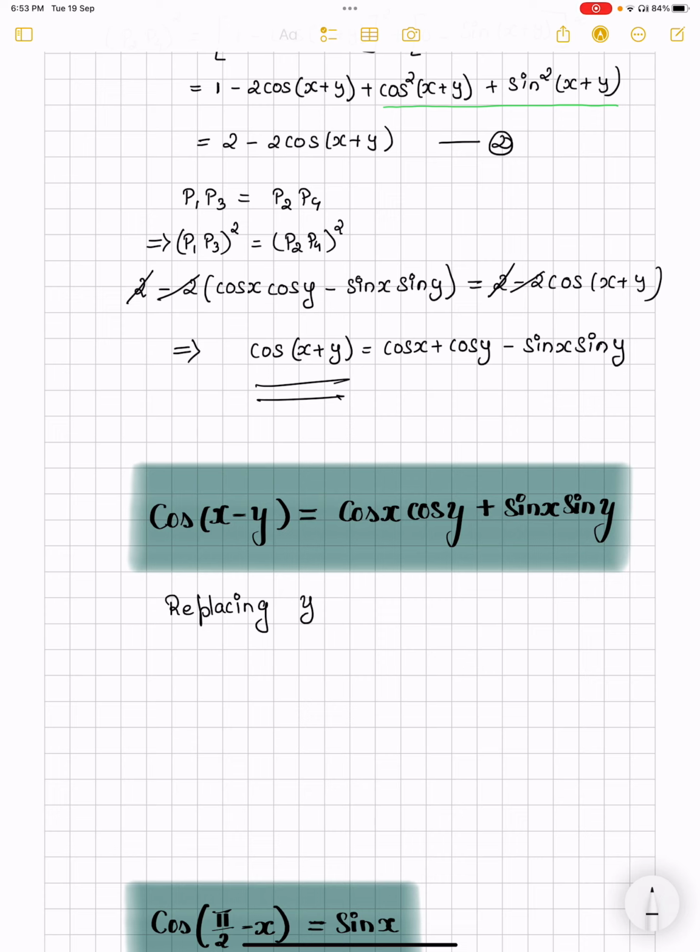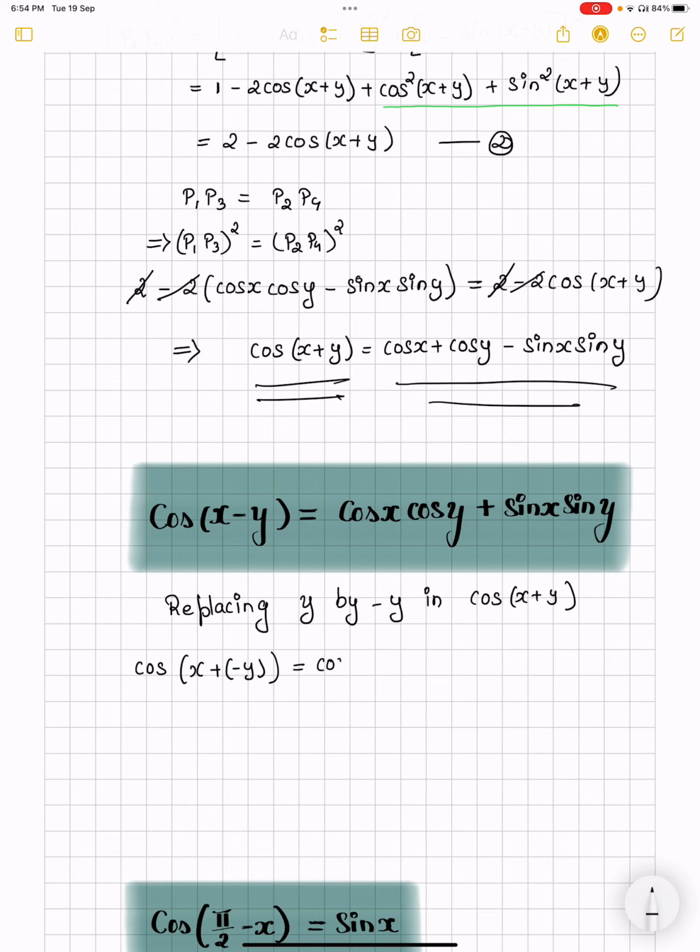So what I would be doing here is just replacing y, that is plus y, by minus y in my cos of x plus y formula. When I do that, I would be getting cos of x plus minus y. I'm using the same formula which I proved just now, taking the help of it, but replacing plus y by minus y. In that case, since I proved it, what would happen?